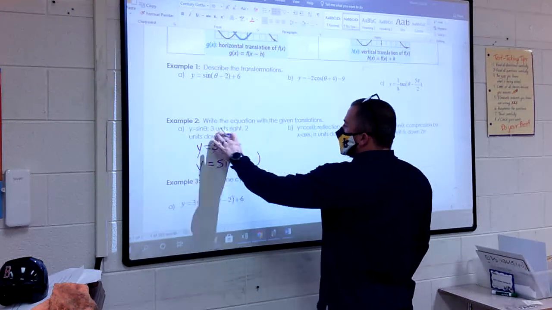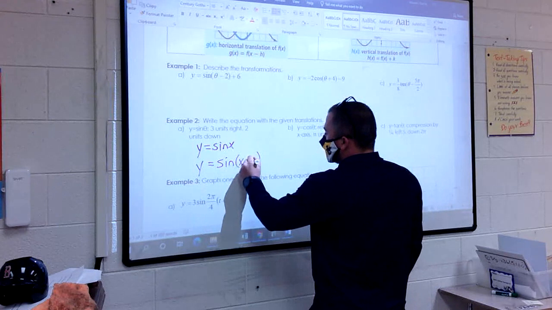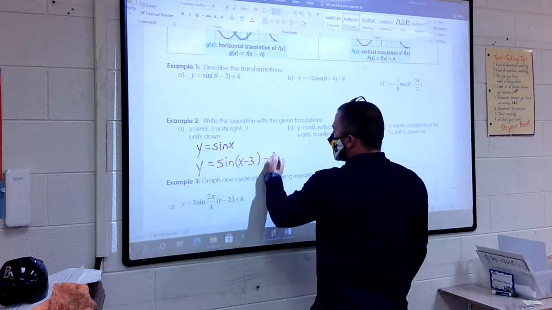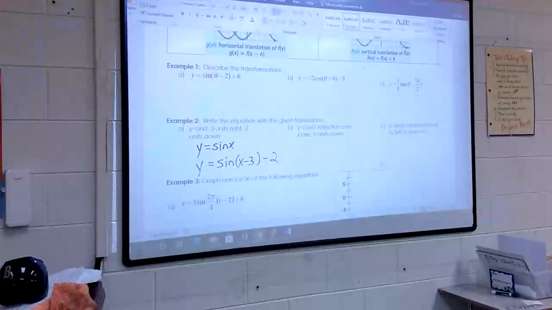How do we move it 3 to the right? Parentheses x minus 3. Correct. And then 2 down. Minus 2. The end. Okay. You can always check your work on that and make sure that it matches when you look at the graph. Okay. So that's the key.